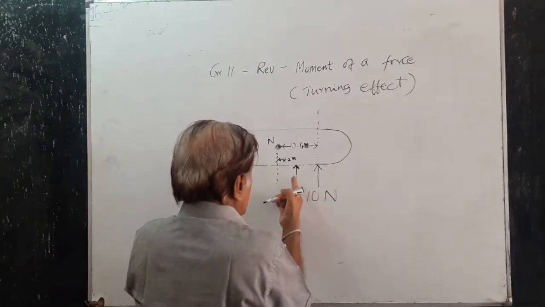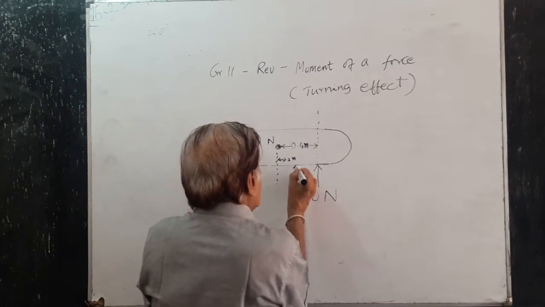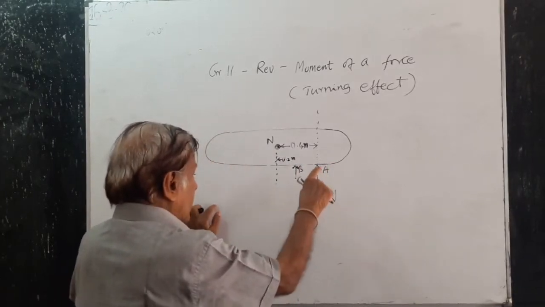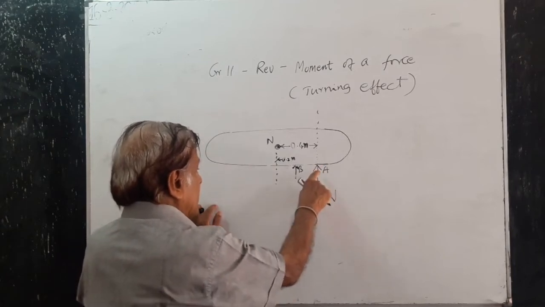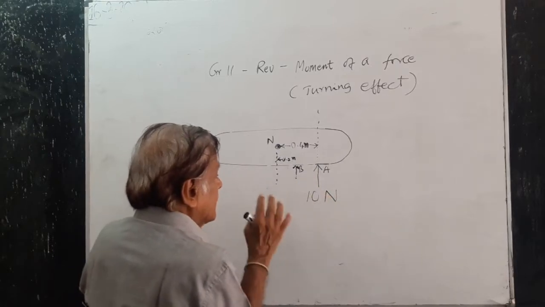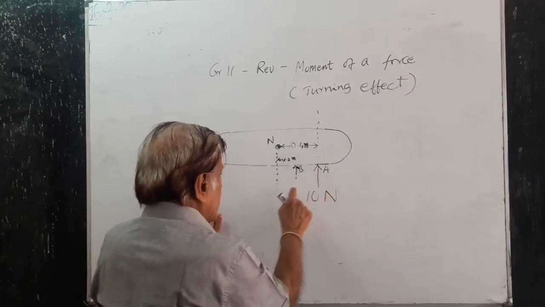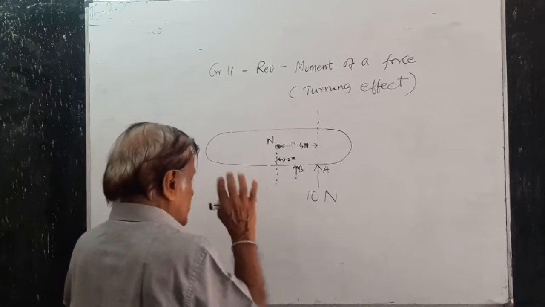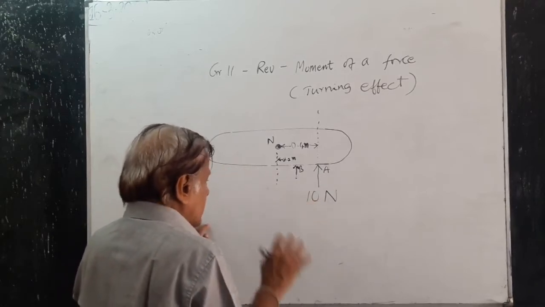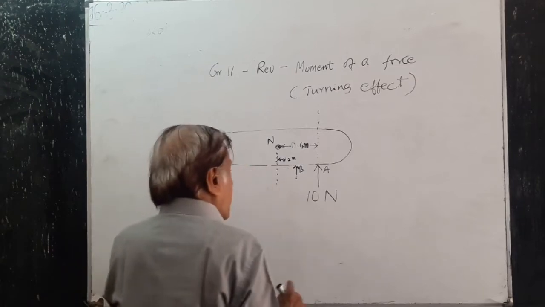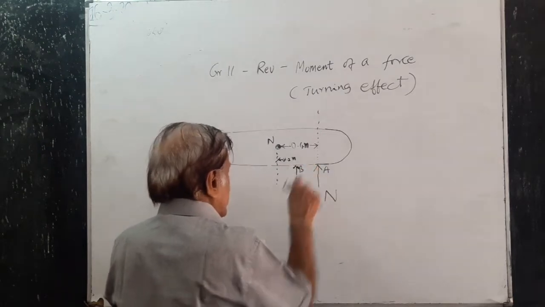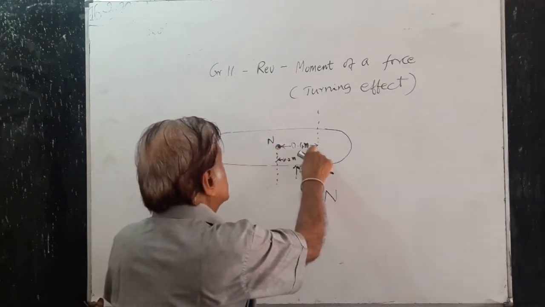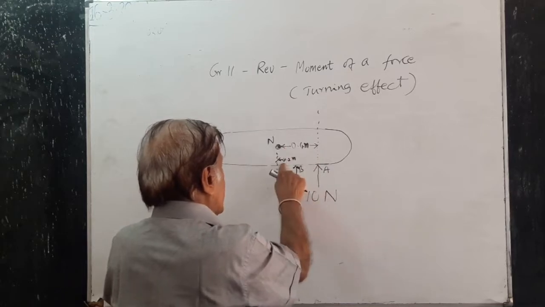Now, if we apply the same force actually at this point, see, this is A, this is B. Now see the difference when you apply this force at A and when you apply the same force at B. The moment or the turning effect is more when you apply the force at B. The reason is this distance is actually more than this. This is greater than this.